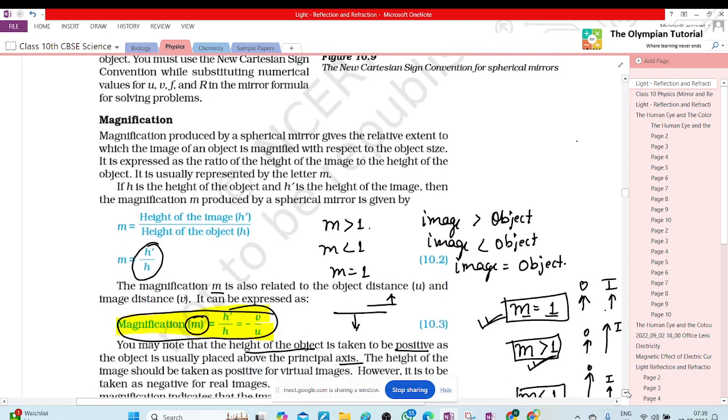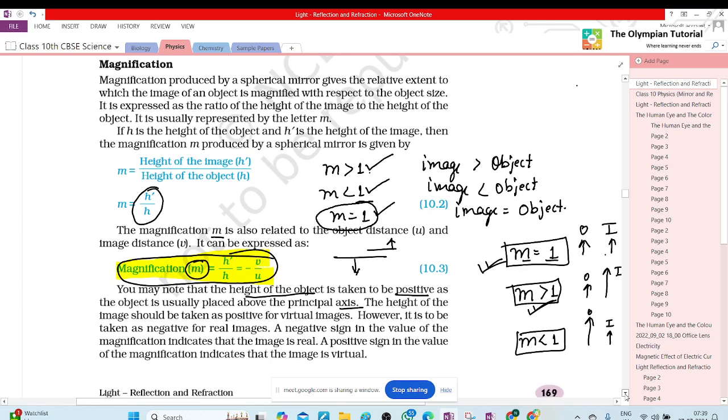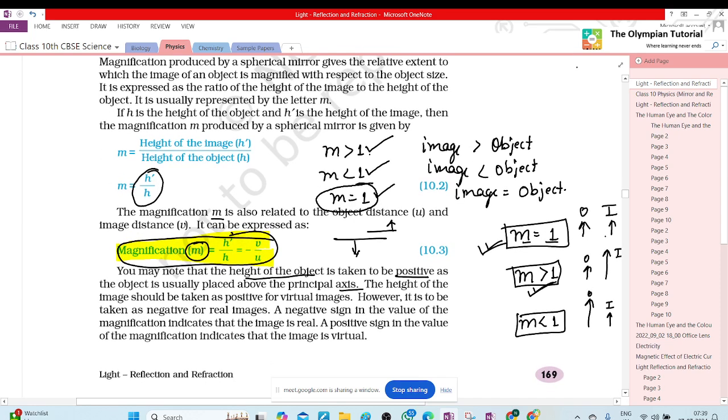Now magnification. As I told you, if M is greater than 1, the image is magnified; less than 1, the image is diminished; equal to 1, the image is the same size. Like if the object is kept at the center of curvature, then a same size image will be formed. The formula of magnification: h dash upon h, the height of image upon height of object, or minus v by u, the distance of image upon distance of object.